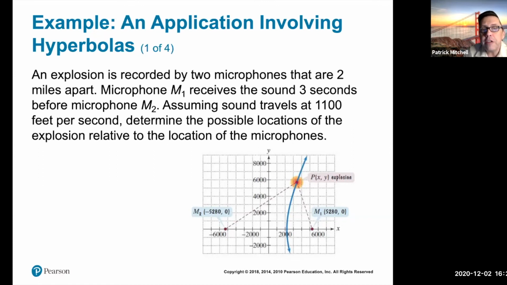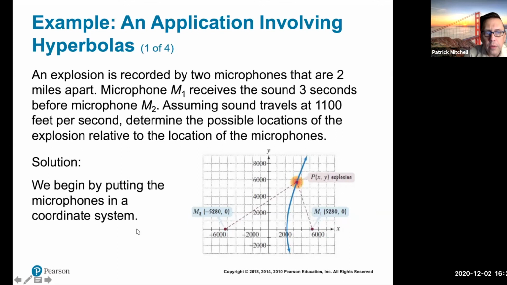An explosion is recorded by 2 microphones that are 2 miles apart. Microphone M1 receives the sound 3 seconds before microphone M2. Assuming sound travels at 1,100 feet per second, determine the possible locations of the explosion relative to the location of the microphones. So you can see a picture here. We're placing the microphones along the x-axis, equal distance, 1 mile away from the origin. One is 1 mile to the right and the other one is 1 mile to the left. They are 2 miles apart.